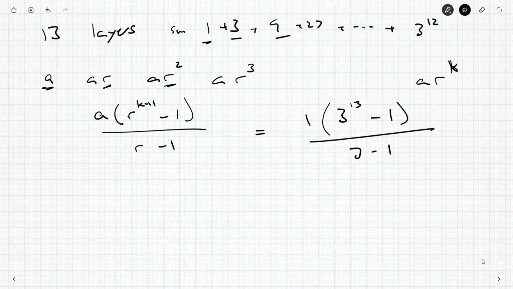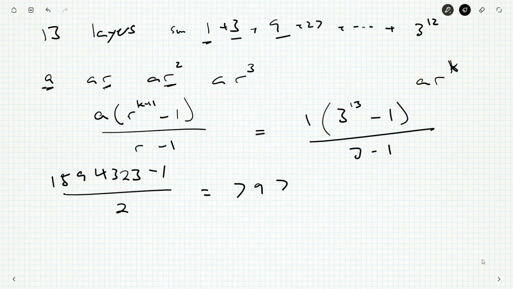So 3 to the 13 is, just grabbing my calculator because I don't know that one off the top of my head, 1,594,323. We want to subtract 1 and divide by 2. 3 minus 1 is 2. So we get 797,161. Okay, now that's all the spheres without the external ones, the ones that aren't internal, taken away.